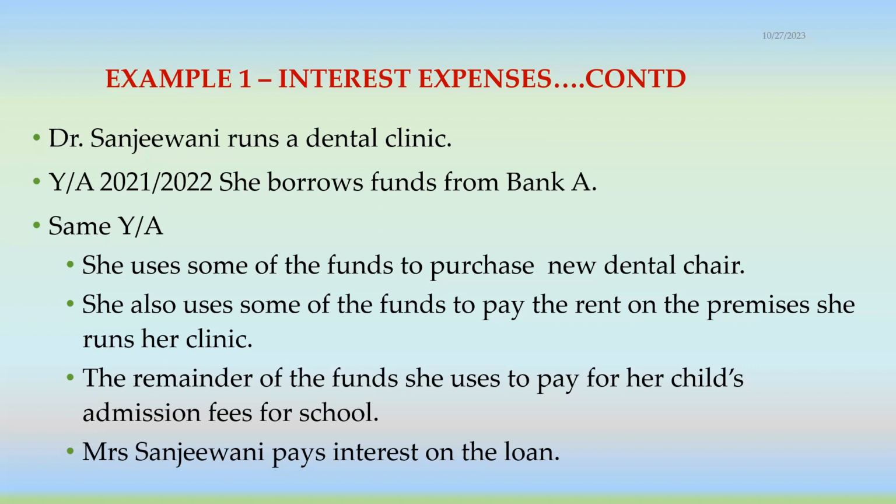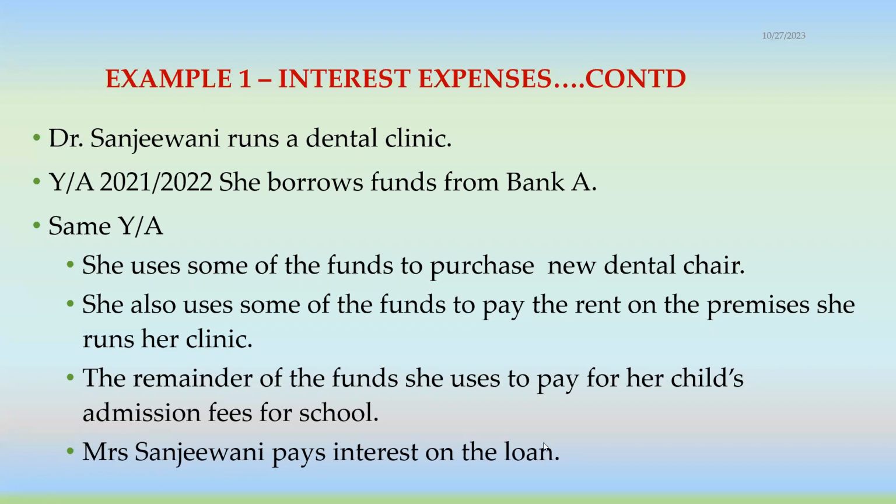Madam, first two can be deducted because it's business related. But the third, it's not business related. Yeah. So in that case, madam, don't we have to consider the proportion of the fund that she uses for the business and the personal use? Yes. Great, if the greater proportion is used for business, then yes. If not, madam, is there a problem? Because if she uses a greater proportion for personal usage, then she can't claim the interest.